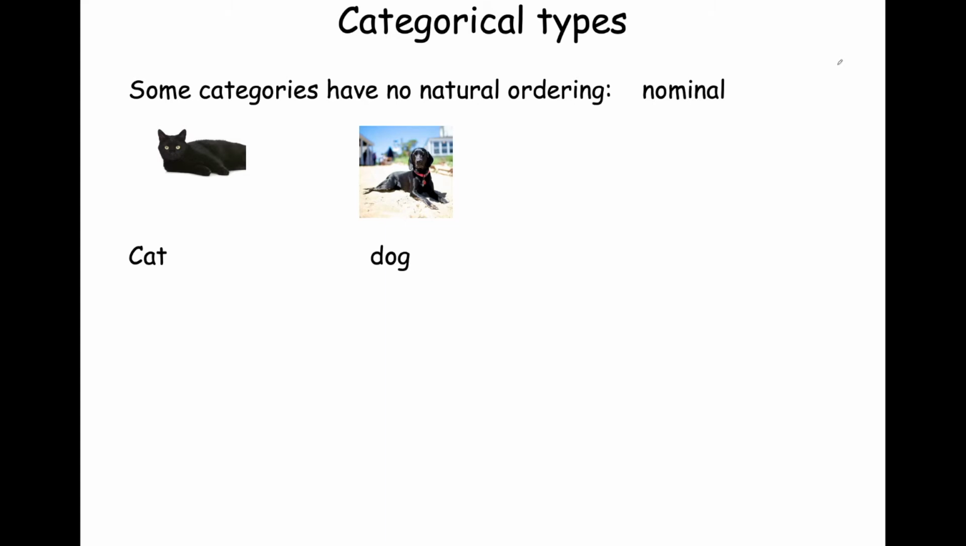If you're given the picture of a cat and a dog and you want to sort them, you can't really put one before the other or the other before the first one. These are so-called nominal variables. Now, of course, you could certainly alphabetize them by their name, but the actual picture itself, you can't really find a natural way to order them.